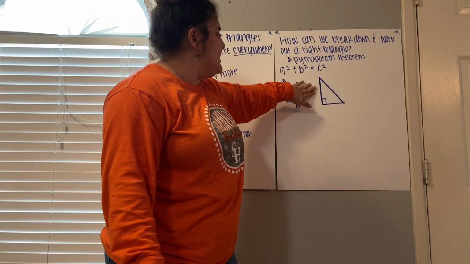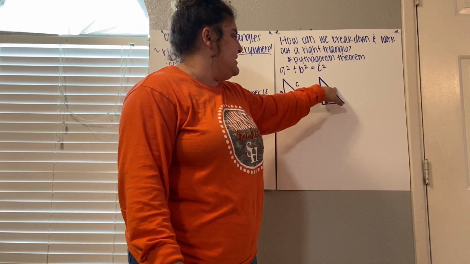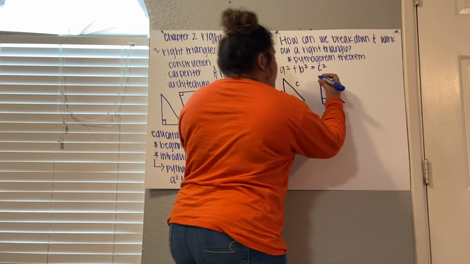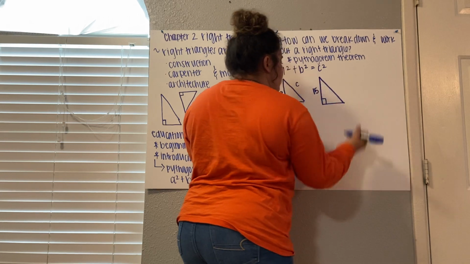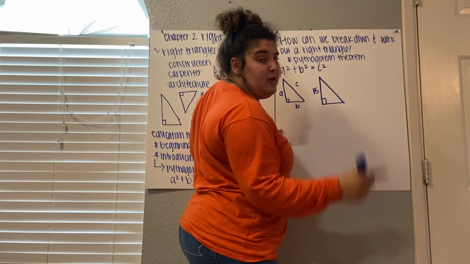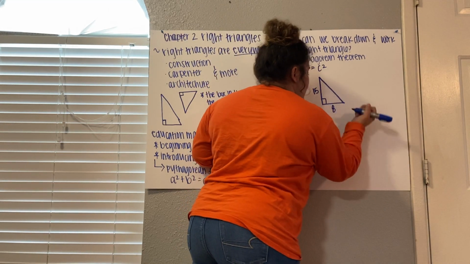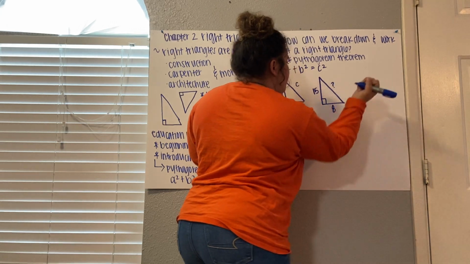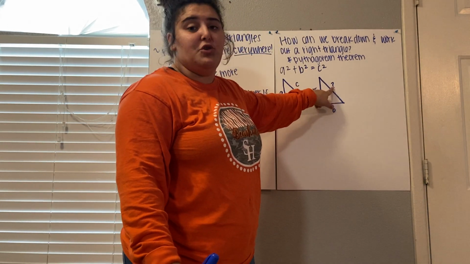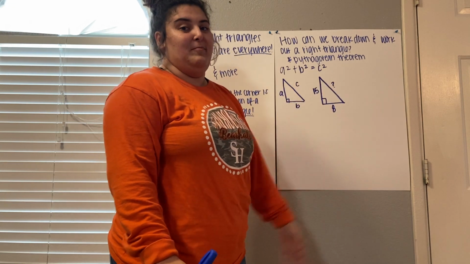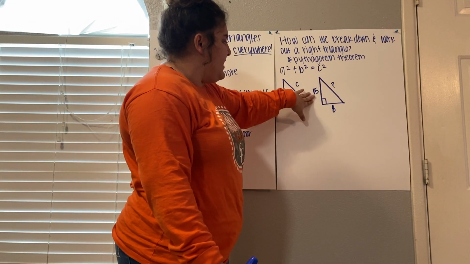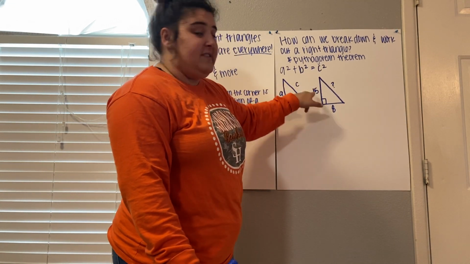Okay, so we know that this is A, this is B, and this is C. So our A, we know the value is going to be 15, and for B, we know that the value is going to be 8. We don't know the C value. I'm going to put a question mark there, and that's what we're going to try to get and figure out today. So like I said, we know that A and B is 15 and 8.